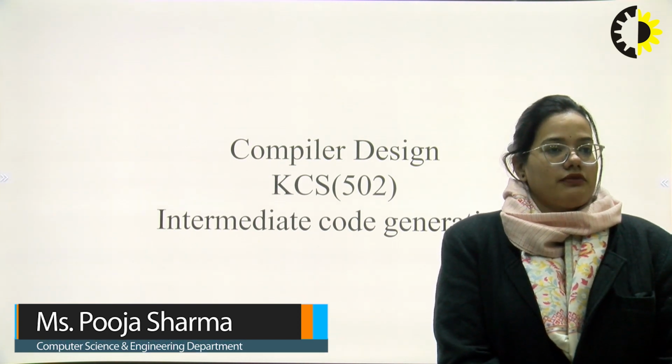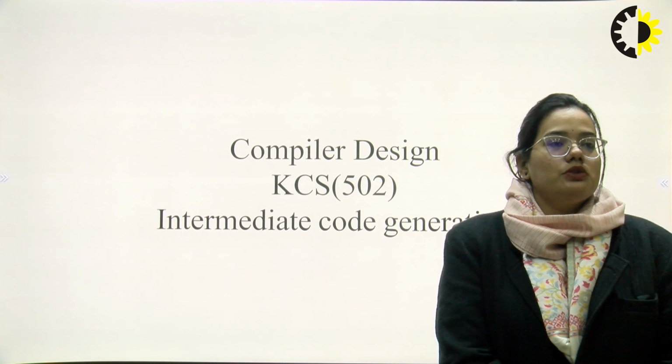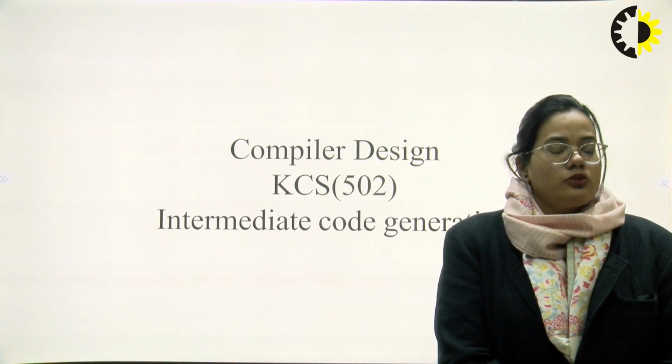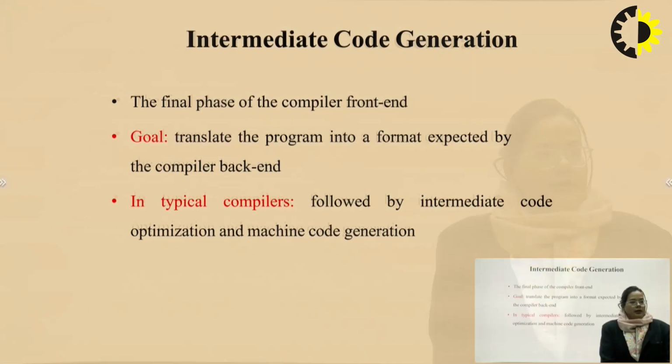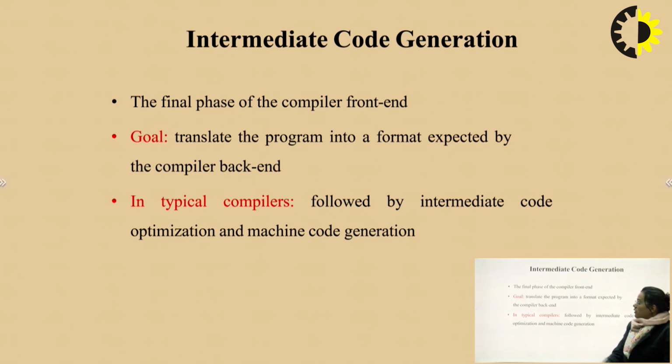In today's lecture, we will discuss intermediate code generation in compiler design. Intermediate code generation is the final phase of the compiler front end. What is its goal? To translate the program into the format expected by the compiler backend phase, in typical compilers followed by intermediate code optimization and machine code generation.